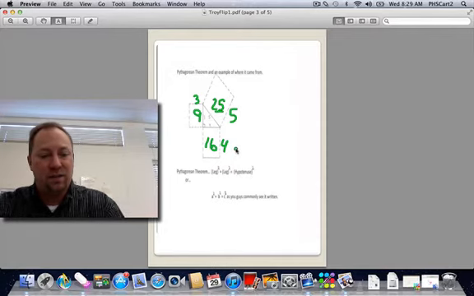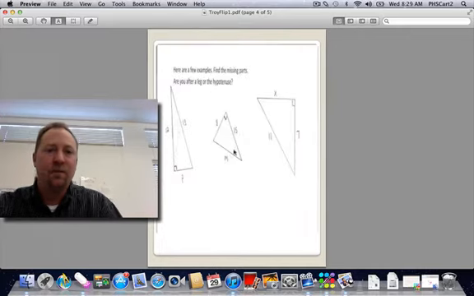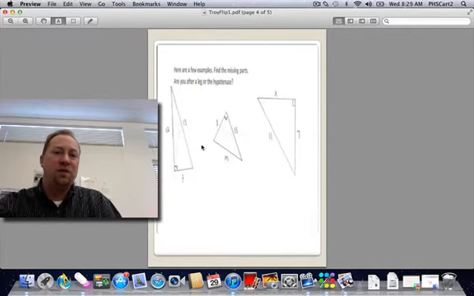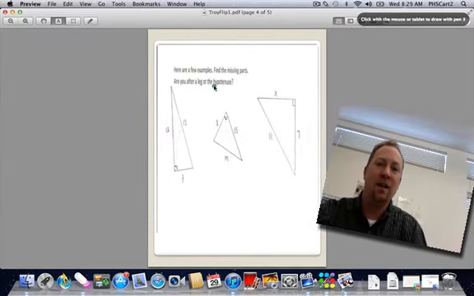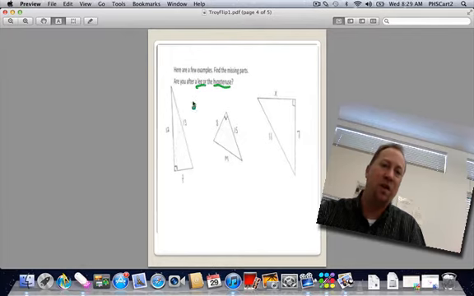Looking at the next slide, a couple of examples. I'm going to do 2 of these, and you guys can take care of the third one that you're seeing. Find the missing parts. The main thing I want to make sure of is what are we after? Are we after a leg or the hypotenuse? Because we need to make sure we're putting things in the right spot.